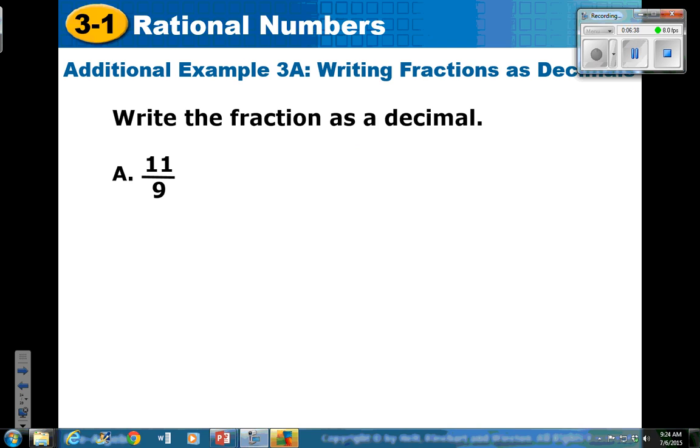Okay, we have another change in the directions here. We're going to write the fraction as a decimal. This one can be a little bit painful if you're not allowed to use your calculator because you have to do long division. You simply divide the numerator by the denominator. So you put the 11 on the inside, put the 9 on the outside, and do your long division.